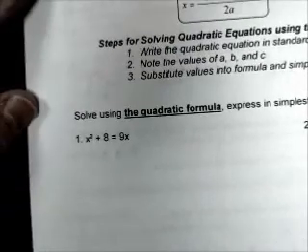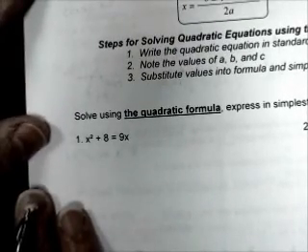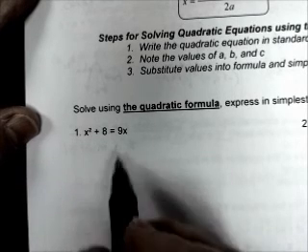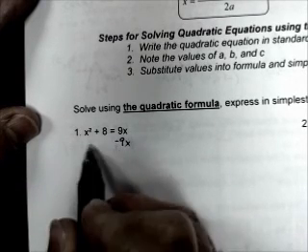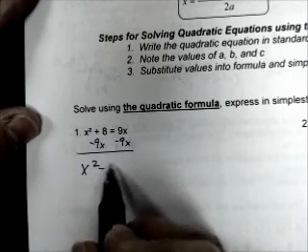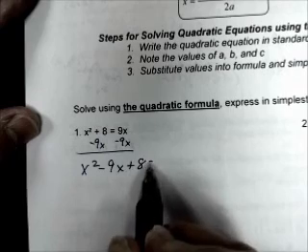All right, so for number 1, let's take x squared plus 8 equals 9x. Let's write it in standard form. So first we'll subtract 9x from both sides. You don't have to show this step. And we have x squared minus 9x plus 8 equals 0.